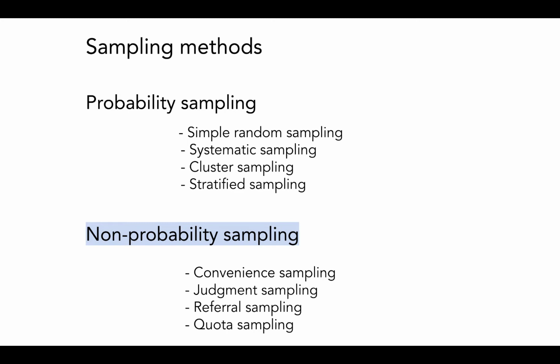So by consequence, samples generated by non-probability sampling methods are usually not representative, but they're still used very often because they're simply much faster and cheaper. Decision makers often want fast, relatively inexpensive answers, and in that case, it's easier to do a non-probability sampling method than a probability sampling method. So let's start with the first one, convenience sampling.